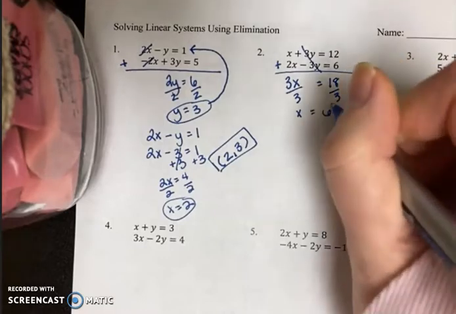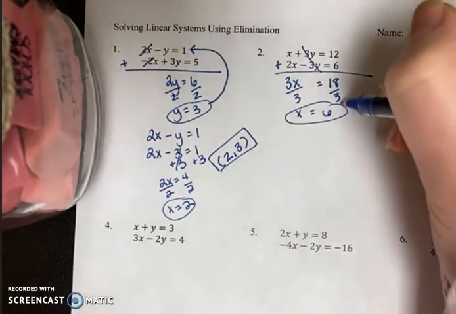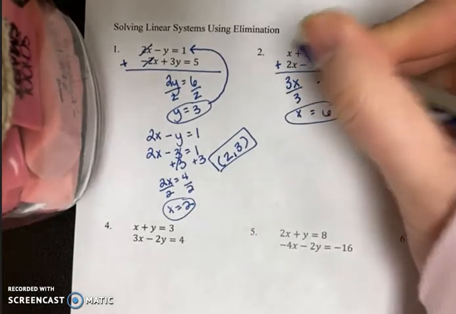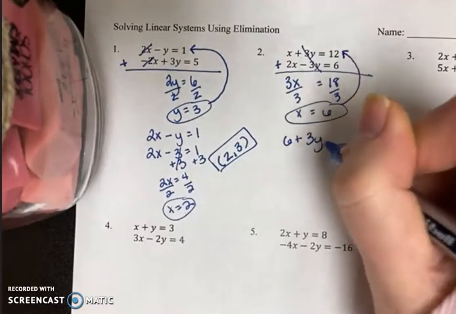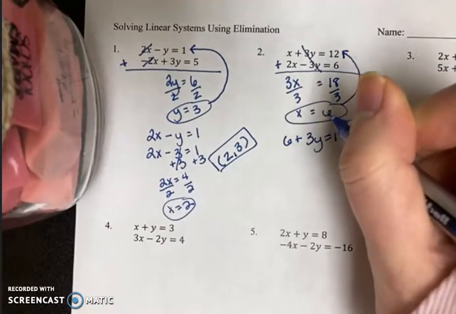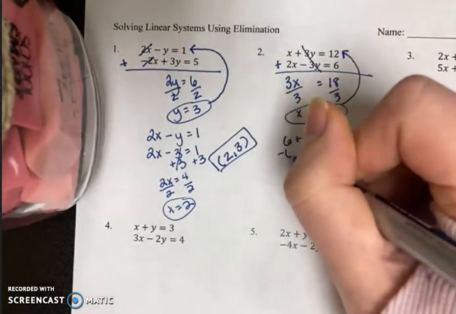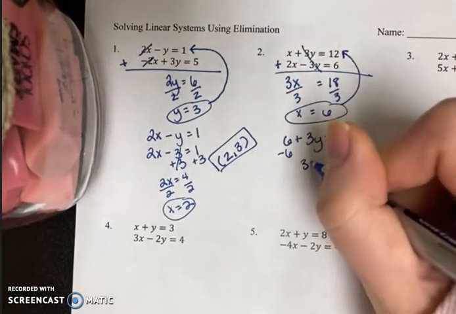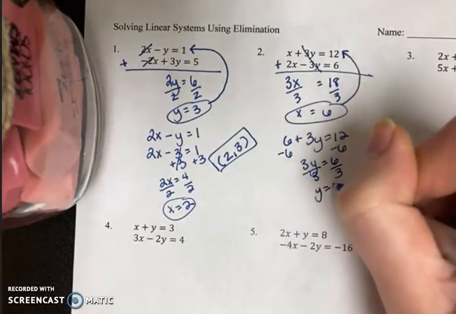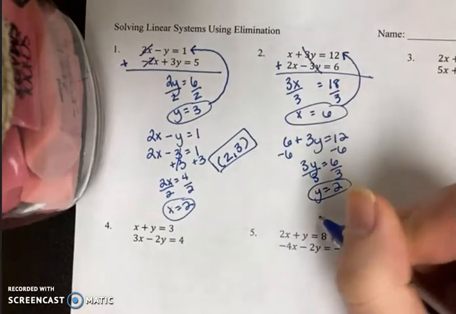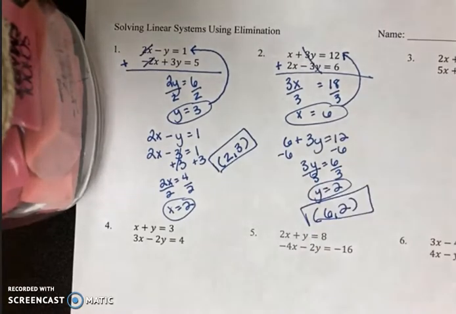Now that I have one of the variables, I'm going to plug it back in to solve. You see how that first equation is probably easiest because x is already by itself. It's 6 plus 3y equals 12. Once again, I took 6 and I plugged it in for x. That's how I got that. And I'm going to solve for y. Gives me 3y equals 6. Divide each side by 3. Y equals 2. Remember to write your final answer as a coordinate. So 6, 2 is the final answer.